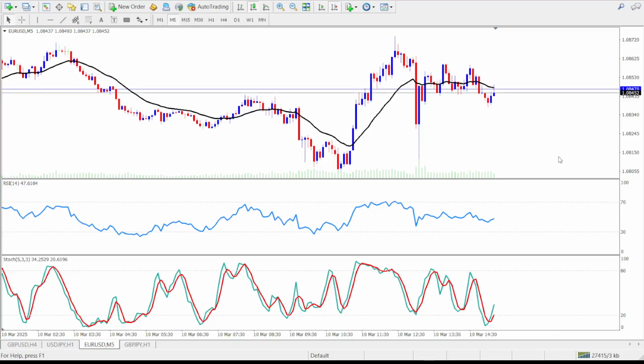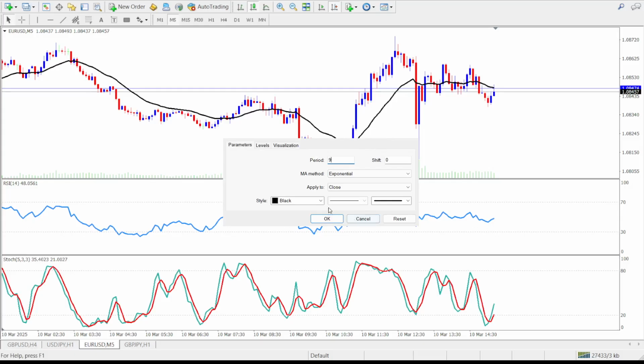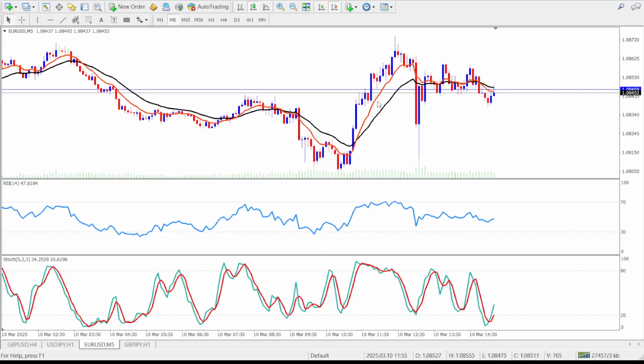If you want to use the crossover strategy, then you might have to add two EMAs. For a scalping strategy, you can use the 9 EMA and the 21 EMA. So I already added the 21. Now this is the 9.